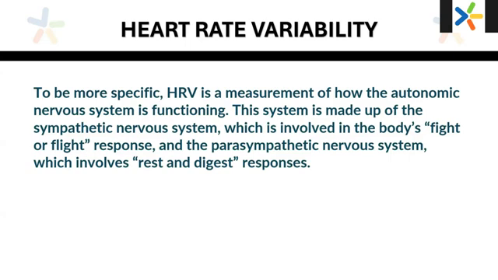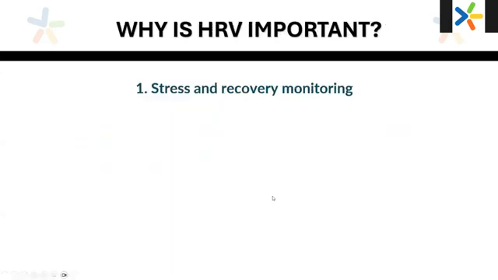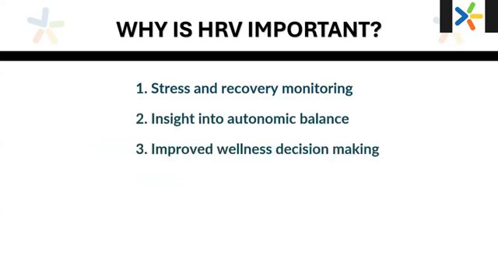This system is made up of the sympathetic nervous system, which is involved in the body's fight or flight response, and the parasympathetic nervous system, which involves rest and digest responses. So why is HRV important? Well, first, stress and recovery monitoring. Second, insight into autonomic balance. Third, improved wellness decision making. And fourth, early detection of imbalances.